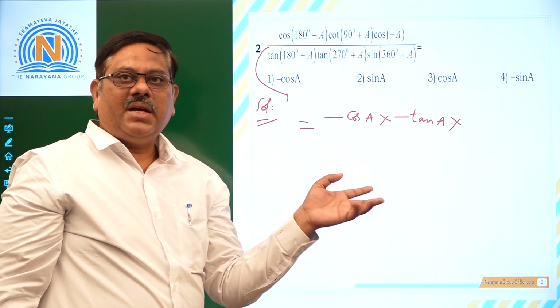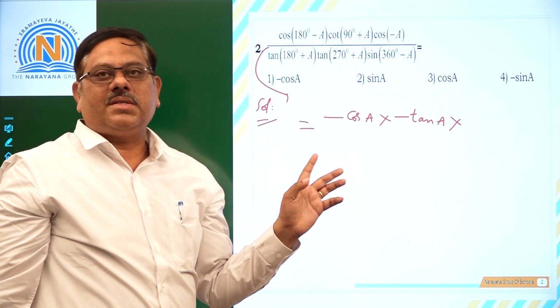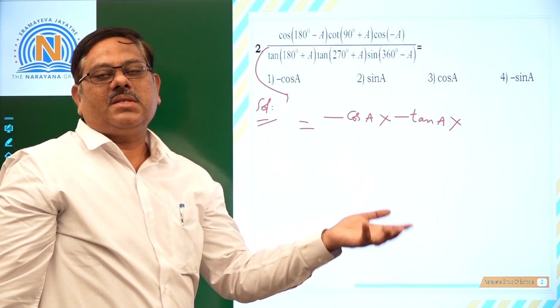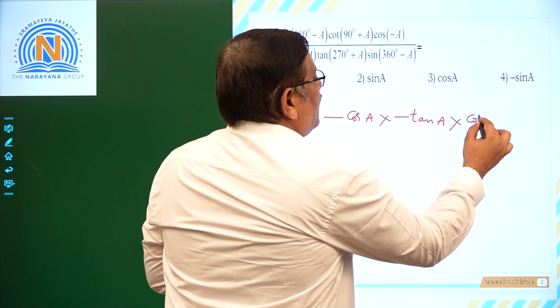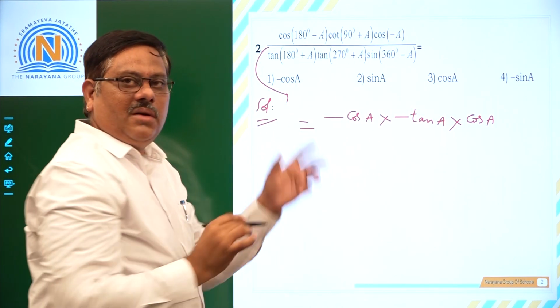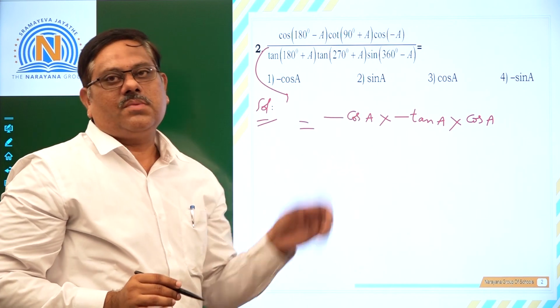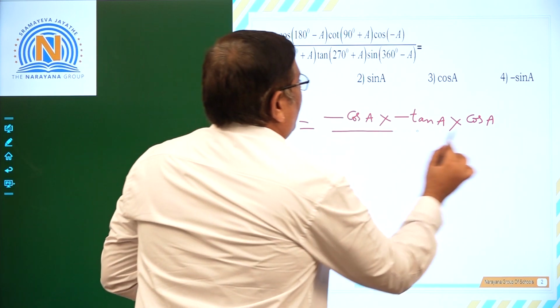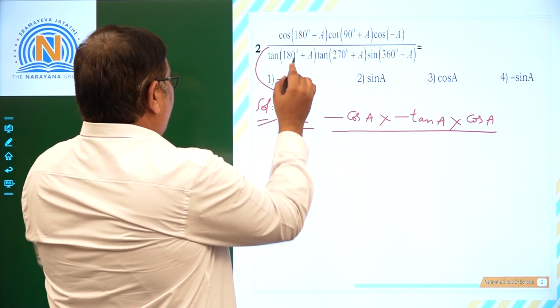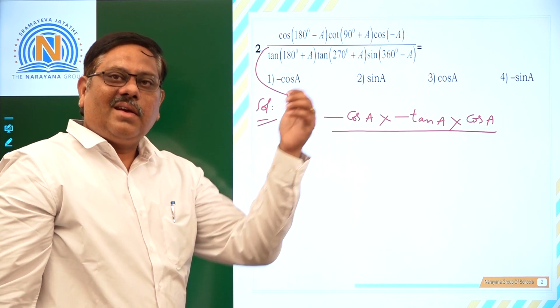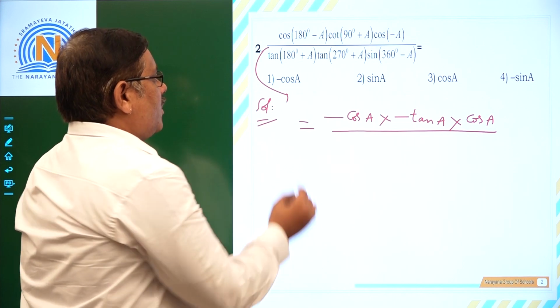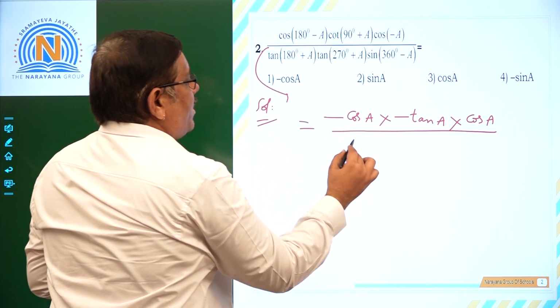Into cos of minus a. Cos of minus a is the same as cos of 360 minus a or cos of 720 minus a. All are the same. Cos of minus a is again cos a because minus a lies in the fourth quadrant, and in the fourth quadrant, cos is positive. Then tan of 180 plus a. 180 plus a lies in the third quadrant, where tan is positive. 180 means tan remains as tan.